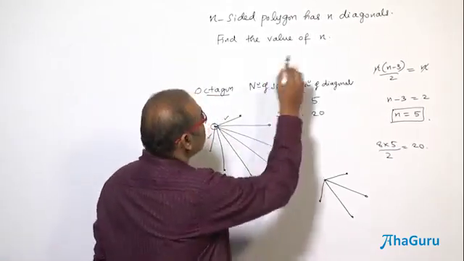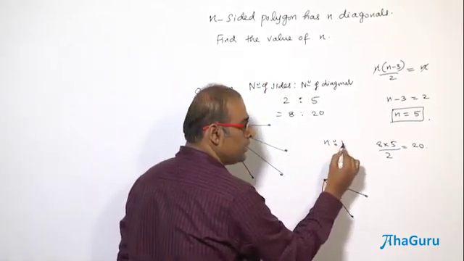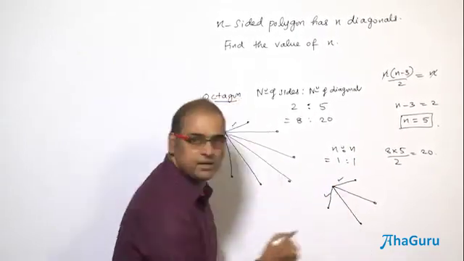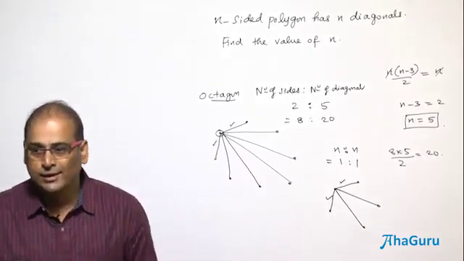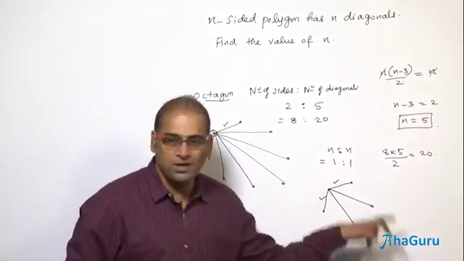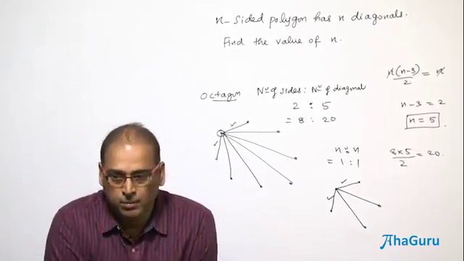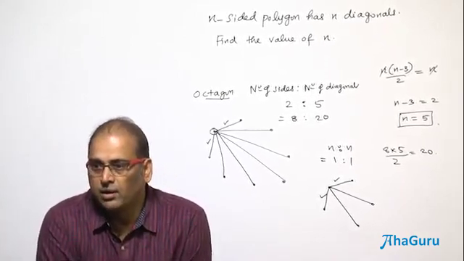See, the number of sides is to the number of diagonals is n is to n. Since you have two sides, how many diagonals should you get for two sides? Two diagonals. So you need two more vertices. Therefore, the total number of vertices is what? 5. Therefore, it's a 5-sided polygon. So the value of n is 5. Are you able to understand?